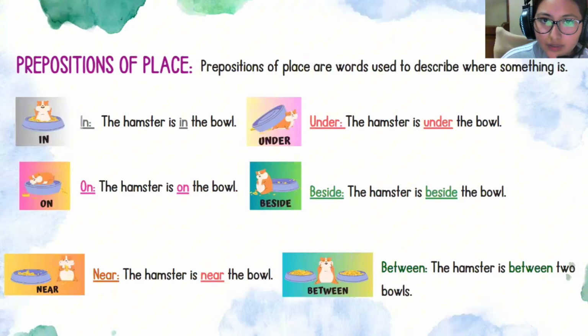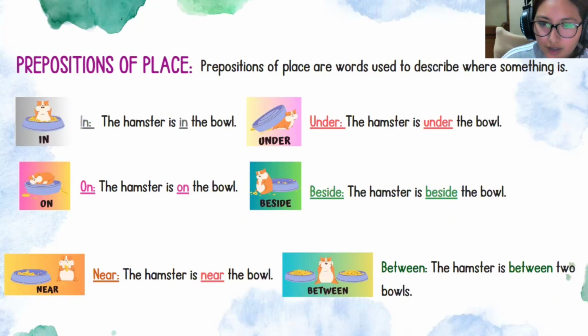Prepositions of place. Prepositions of place are words used to describe where something is. Examples: in, the hamster is in the bowl. On, the hamster is on the ball. Near, the hamster is near the ball. Under, the hamster is under the ball. Beside, the hamster is beside the ball.